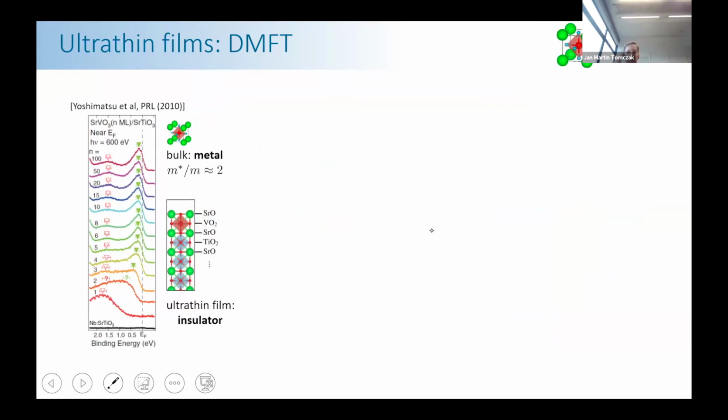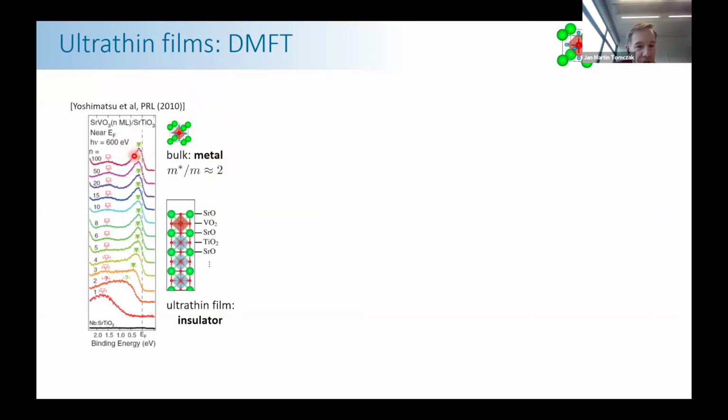Okay, but now, so we had thick films, thin films. What happens as a function of the thickness? If we have a thick film, which is basically bulk-like, then the system that I'm talking about is relatively boring. It's a correlated metal with an effective mass of 2 from specific heat or from photoemission spectroscopy.